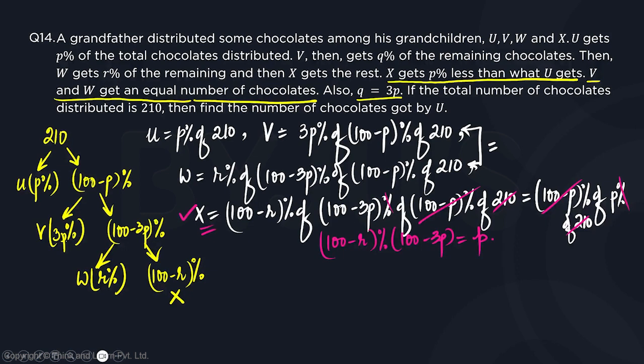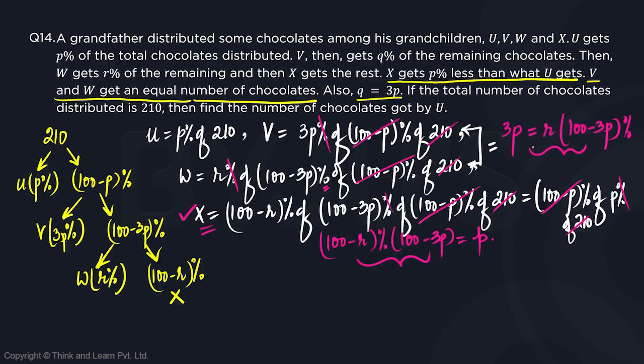If they both are equal, again, let's cancel out the common components. 210 goes away, 100 minus P goes away. If we equate, let's get rid of one more percentage. So from here, we will get 3P is equal to R into 100 minus 3P, and there is percentage as well. This percentage did not cancel out. So these are the two equations we have and everything is used. Let's try to find out anything that we can do with these two equations. Actually, we can get rid of 100 minus 3P and percentage and P also.